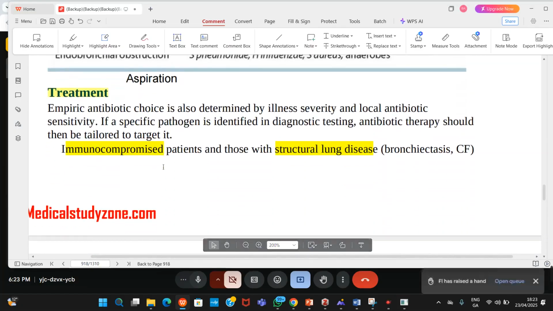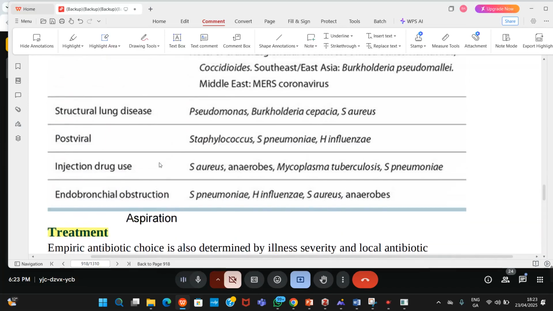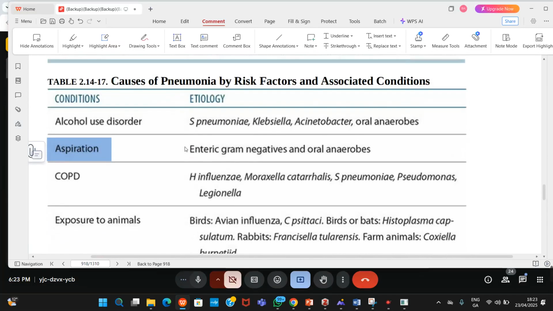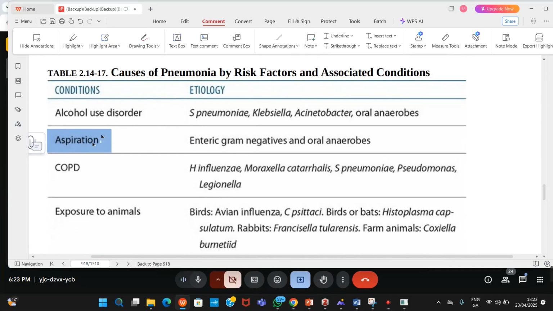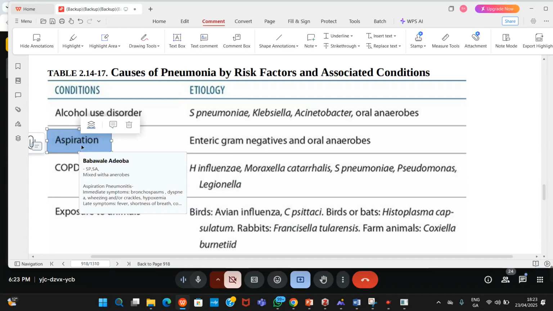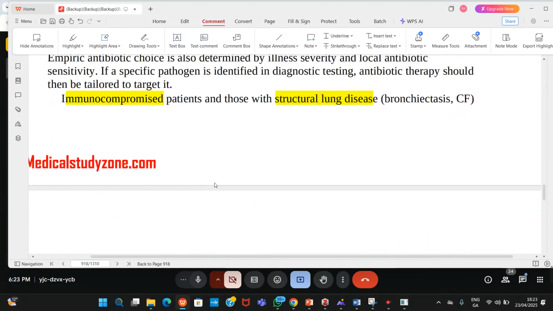So, yeah, that's that. Somebody has a question. Dr. Lucas, can I see the options for the organisms for aspiration that you mentioned, please? Yes, strep pneumo, Staph aureus, the mixed anaerobes. Thank you. You're welcome.